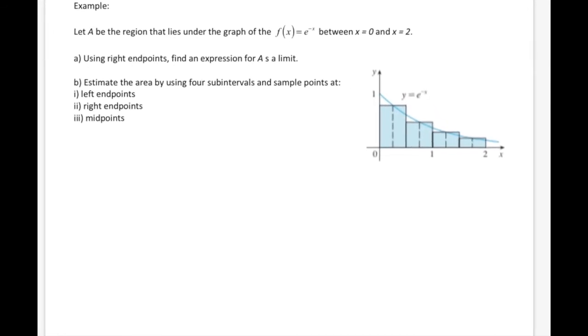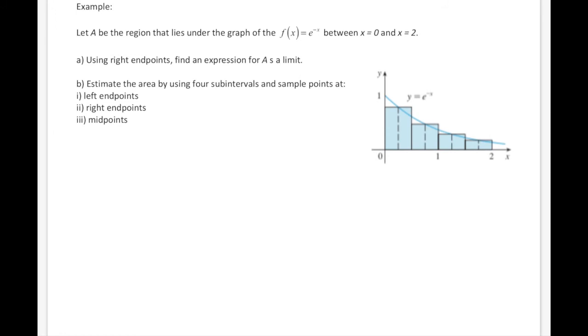So let's try this out. I'm going to use this function. We're taking f of x equals e to the negative x between 0 and 2. I'm going to write a limit expression that gives us the area underneath that curve. Now, previously, just copying over, we have area is the limit as n approaches infinity, taking it generally, of the sum from i equals 1 to n of f of x of i times delta x.